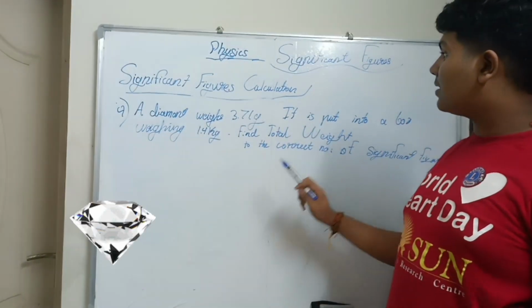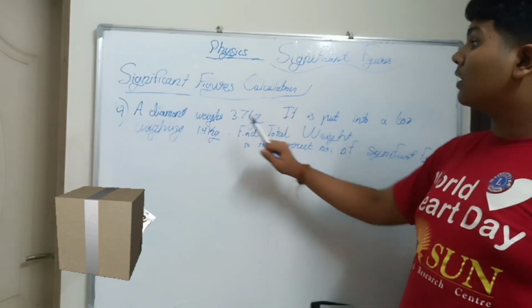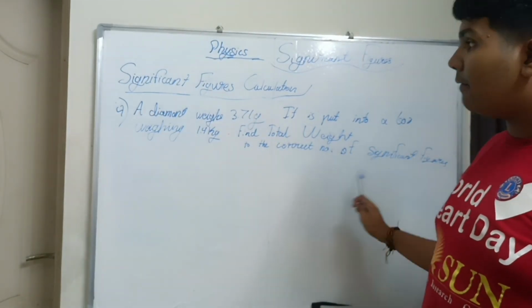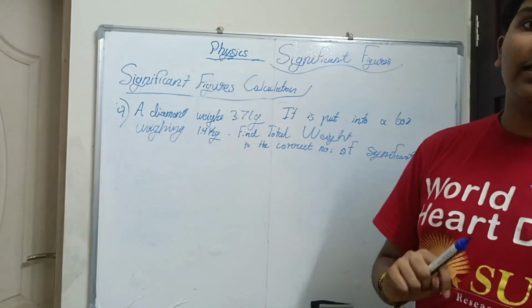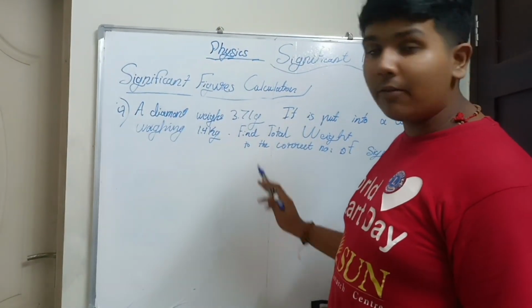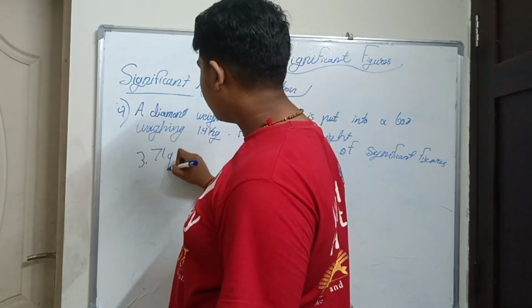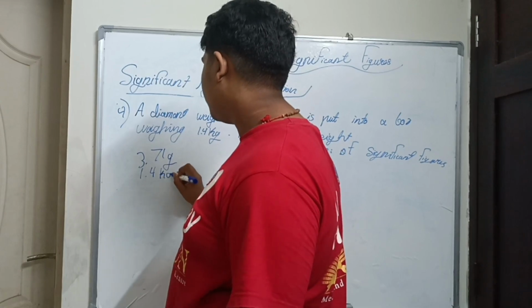A diamond weighs 3.71 gram. It is put into a box weighing 1.4 kg. Find the total weight of the box and the diamond to the correct number of significant figures. So pause the video, try to solve it on your own. So 3.71 gram. And we have 1.4 kg.